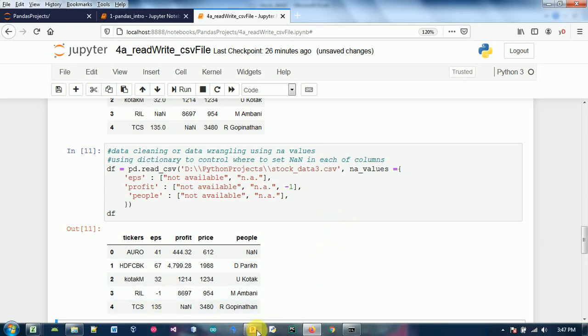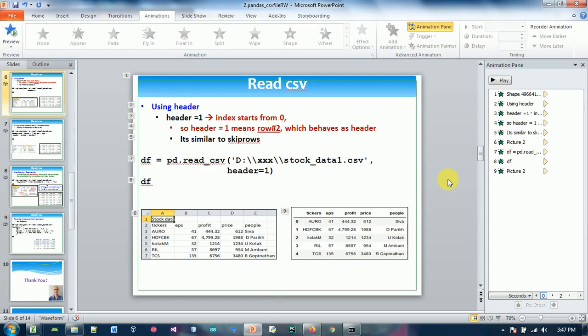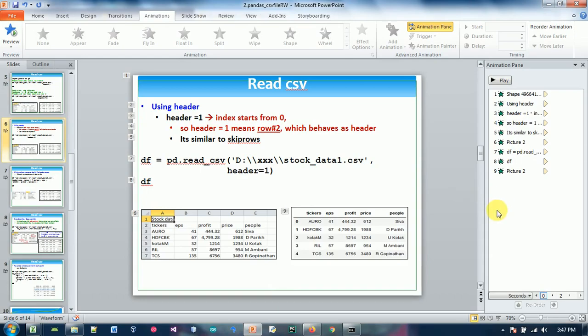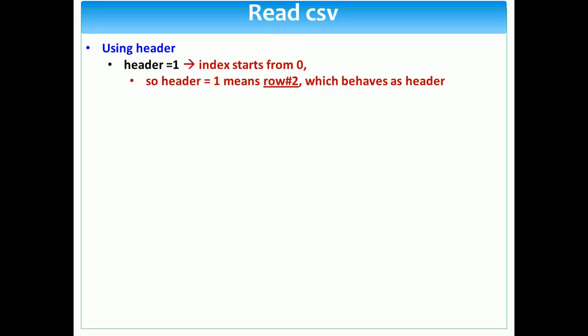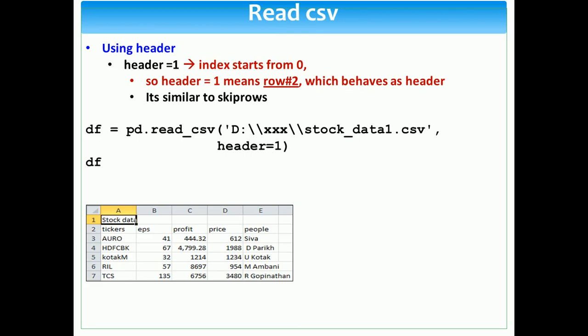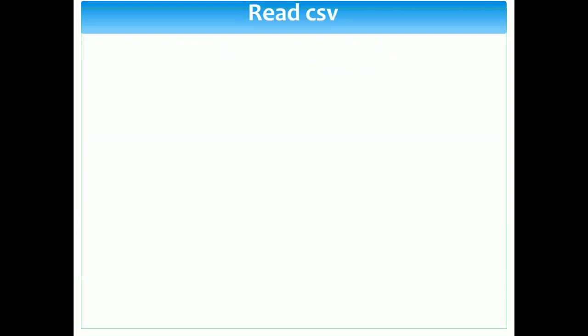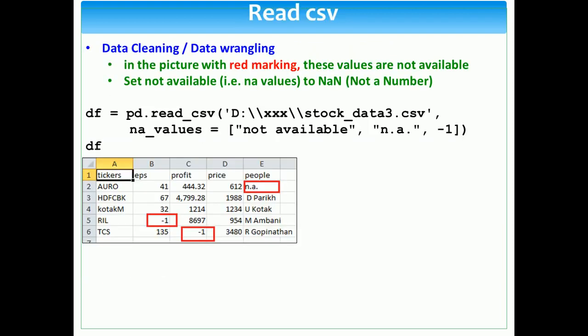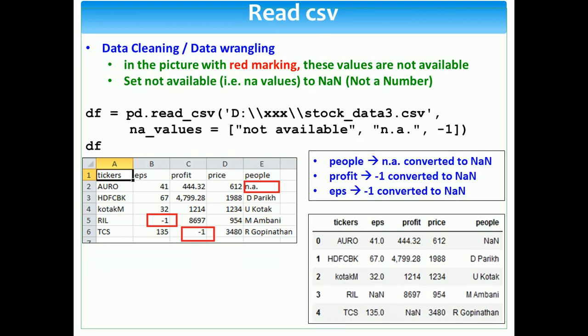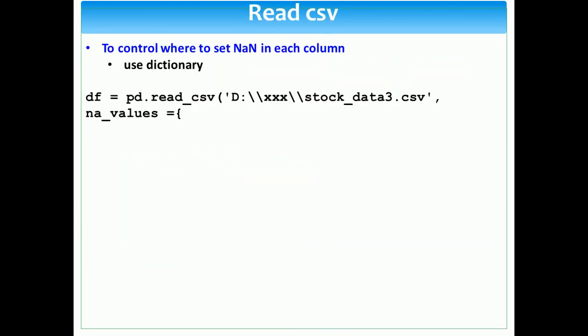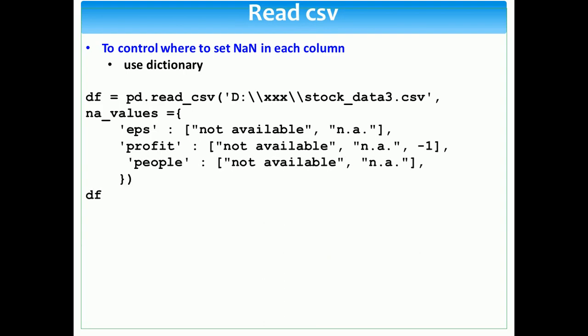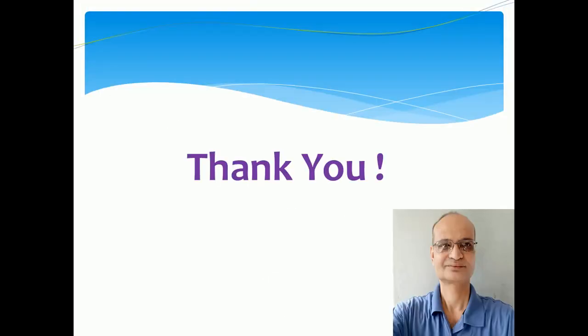So that's the way you basically perform this read CSV file. So just to summarize, we have made use of this header property. Then we also understood the skip rows. Then we have changed the names of the columns on the fly. So that we have seen. Then we cleaned the data. Then similarly we controlled it using the dictionary. So that's essentially as part of the file reading operations of a CSV file and the various operations that can be performed using pandas. Thank you.